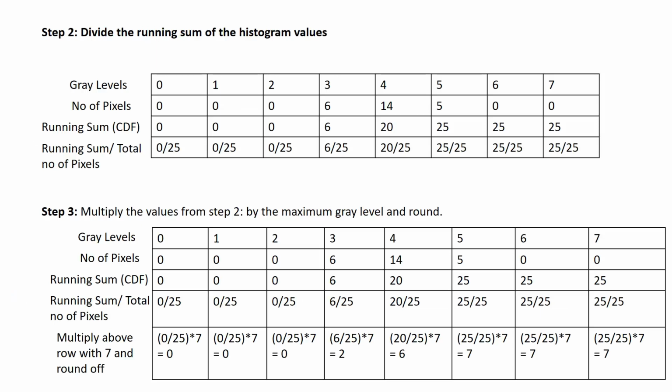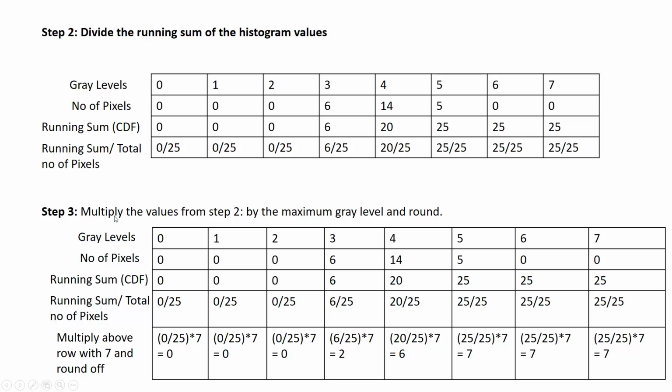Now step number 2: divide the running sum of the histogram values by the number of pixels. Since the original image is of size 5 cross 5, the running sum divided by the total number of pixels gives 0 by 25. This one is again 0 by 25, 0 by 25, 6 by 25, 20 by 25, 25 by 25, again 25 by 25, and then 25 by 25.